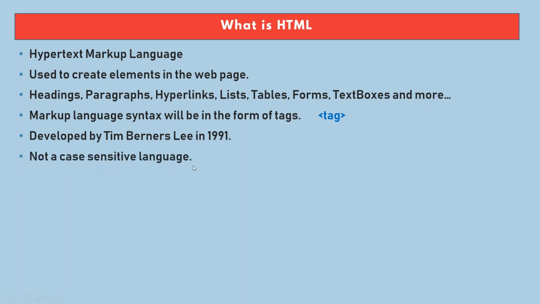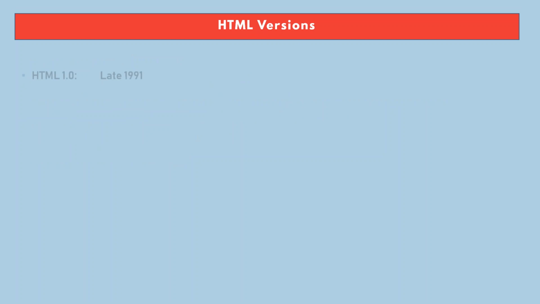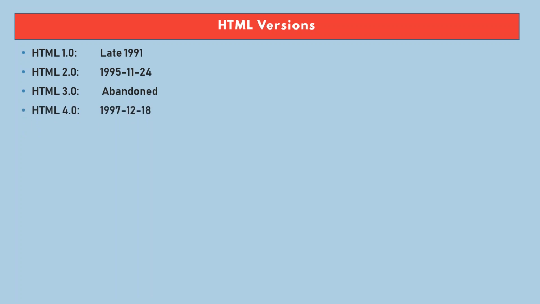And HTML is not a case-sensitive language. That means we can write the program in uppercase or lowercase also. And HTML has several versions. First, HTML 1.0, released in late 1991. And HTML 2.0 released in 1995, 11th month. And HTML 3.0 was abandoned, meaning skipped. HTML 4 is available, that is 1997. HTML 5.0 in 2014.